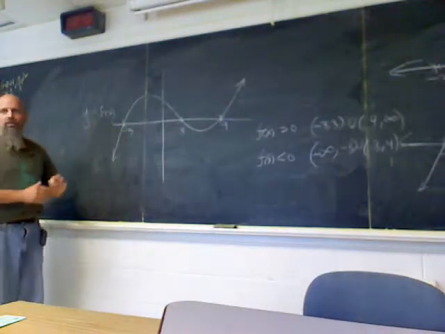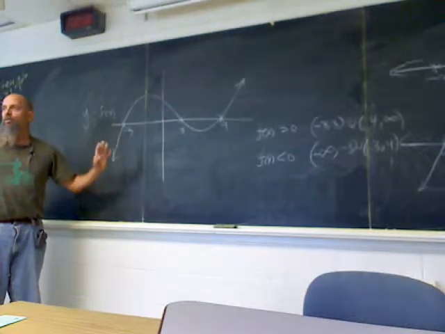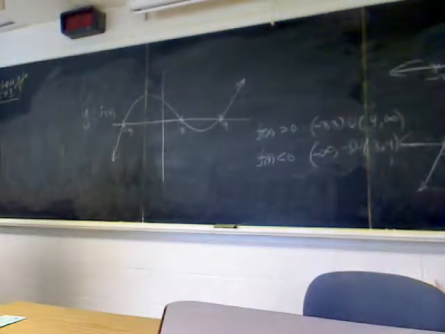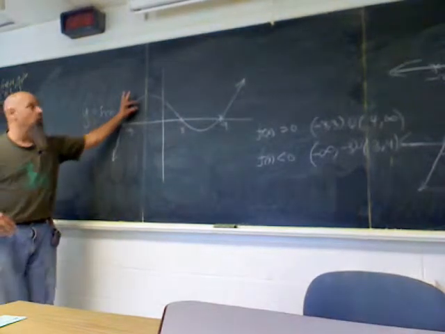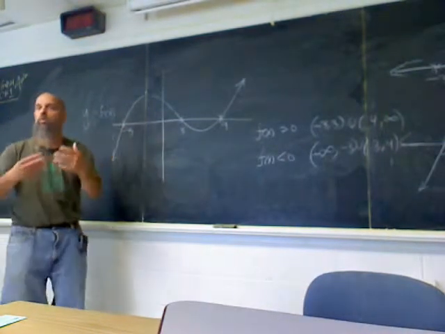Once I know that, now I know that in between those regions, the function is always positive or always negative. So all I need to do is do just one checkpoint. All right? Let's do a simple example.